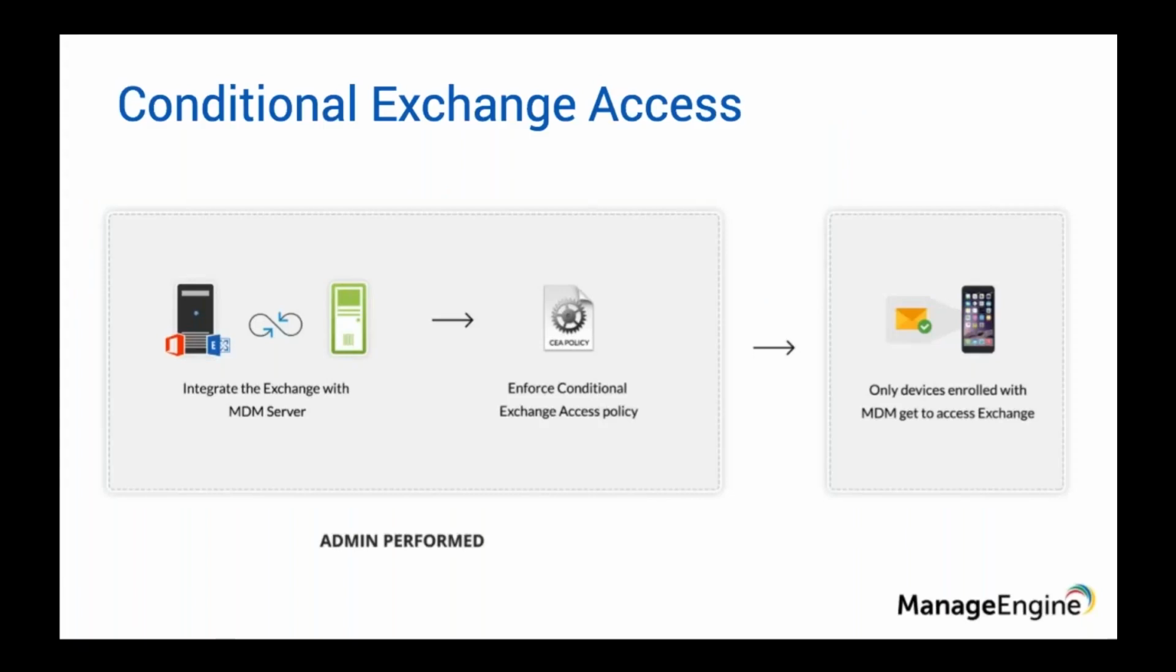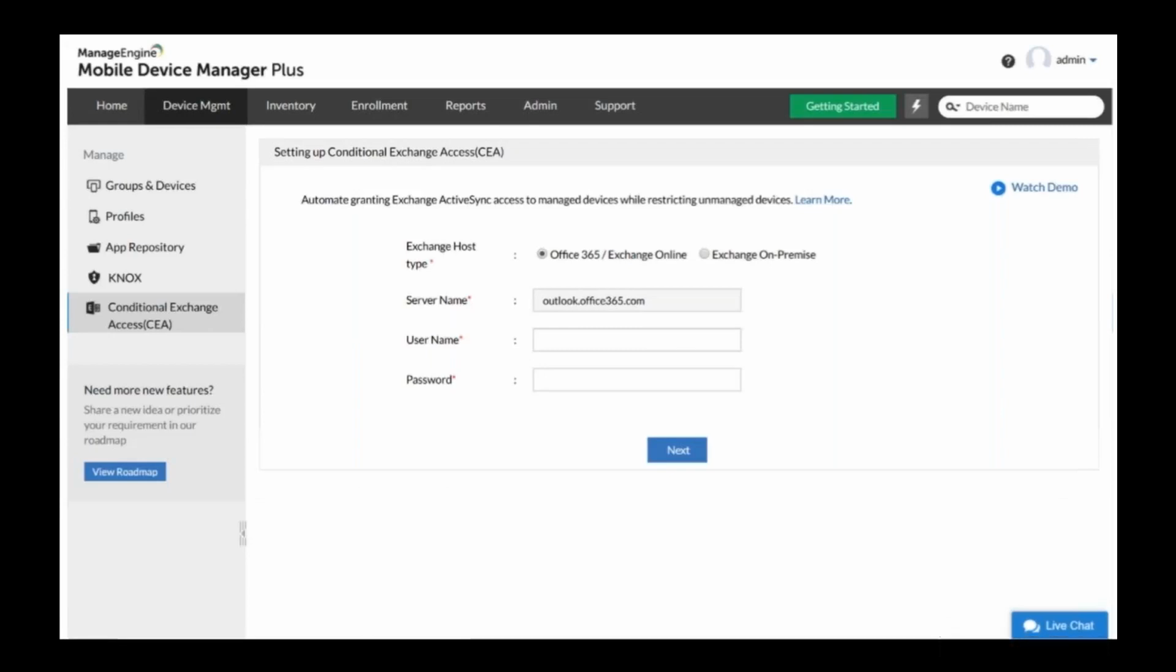So this is how it works on the MDM server. Firstly, you need to integrate Exchange with MDM server by providing your Exchange admin credentials. Once that is done, you can enforce a conditional Exchange access policy. So the devices that don't adhere to this particular policy will be restricted access, and devices that adhere to this policy can continue to have access to Exchange. As seen here, these are admin performed and are once again a one-time operation. So finally, I'll take you to the MDM server.